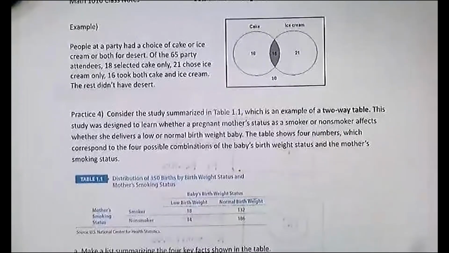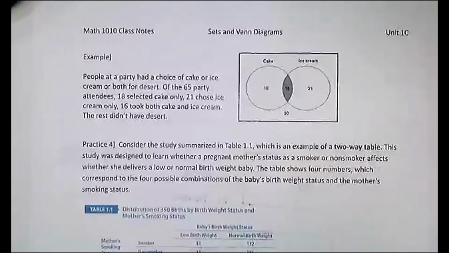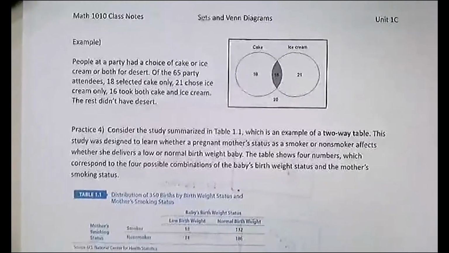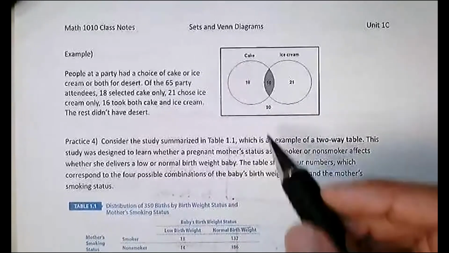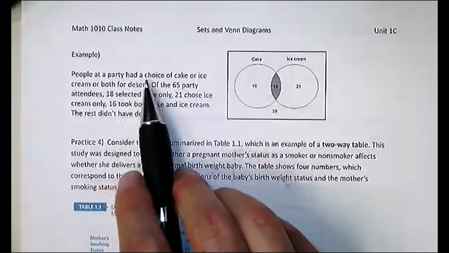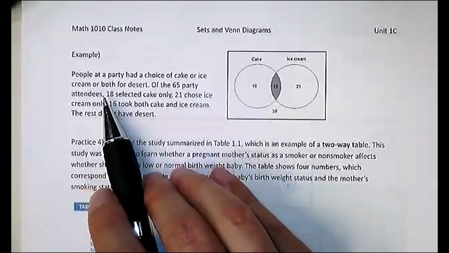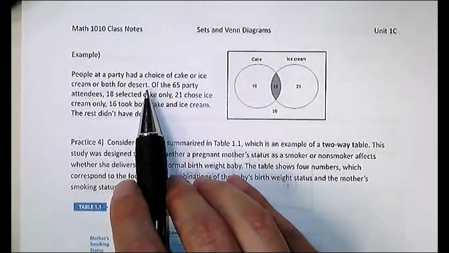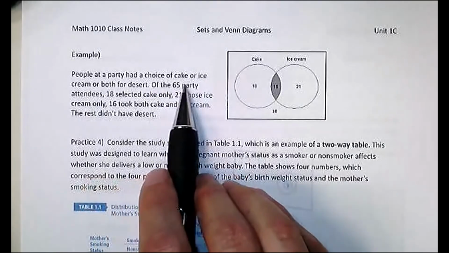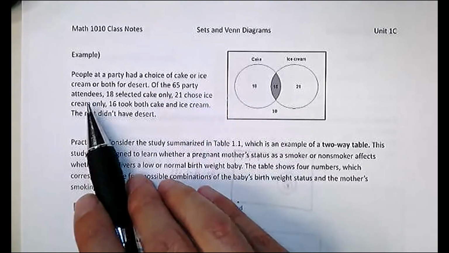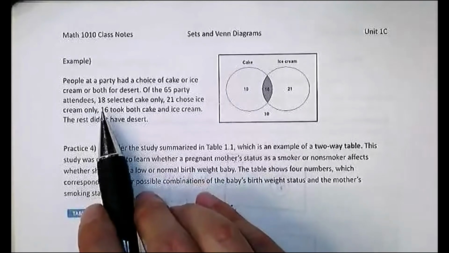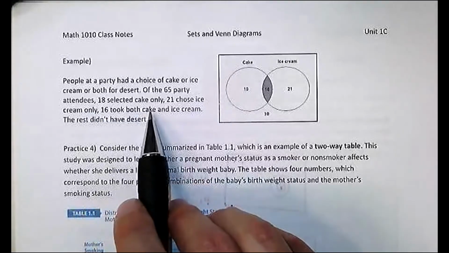So let's be more specific about what we are trying to say here. Example: people at a party had a choice of cake or ice cream or both for dessert. Of 65 party attendees, 18 selected cake, 21 selected ice cream, 16 took both cake and ice cream.